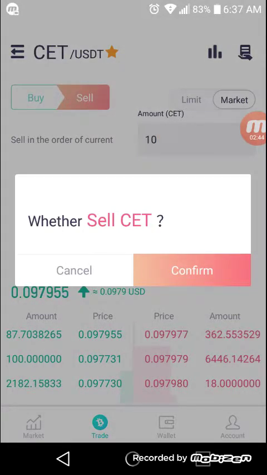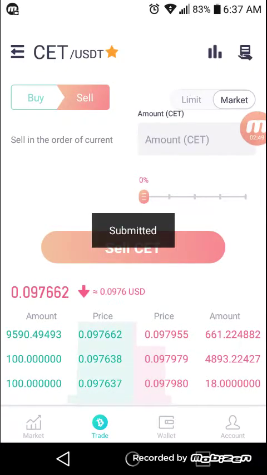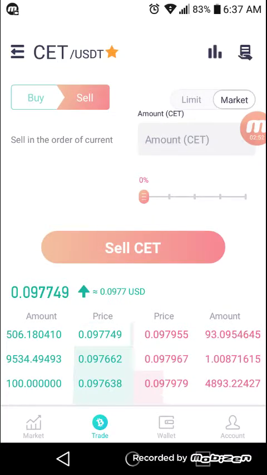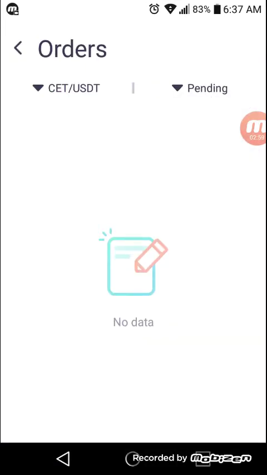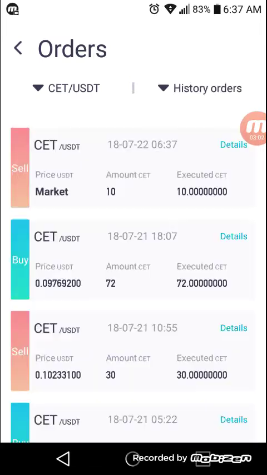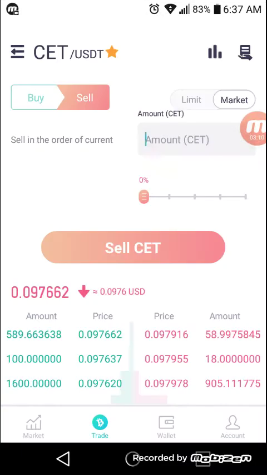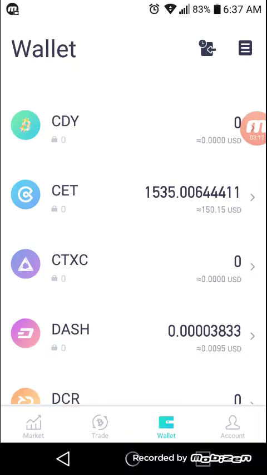It's going about 9 cents a coin, so I'm going to sell 10. And it says execute. Then go to open orders. It's pending, so it's clear. So I just sold 10 CET, and now if I go back and take a look at my wallet, you see I sold. I'm back to my core. I'm back at $150 now. I was at $151, and that's how you do core trading with CoinEx.